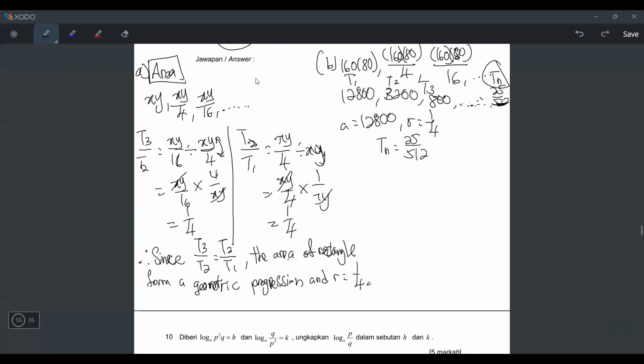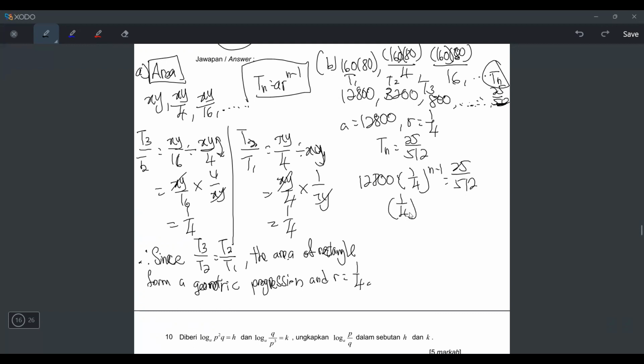Do you know what's the Tn formula? AR power n minus 1. For geometric, this is the formula. By the way, this formula is given in the exam. Okay, 12800 times R is 1/4 power n minus 1 equals to 25/512. Okay, and you might need to tambah log later. If you can't change the same base, then you will have to tambah log. But if you can change the same base, you change the same base.